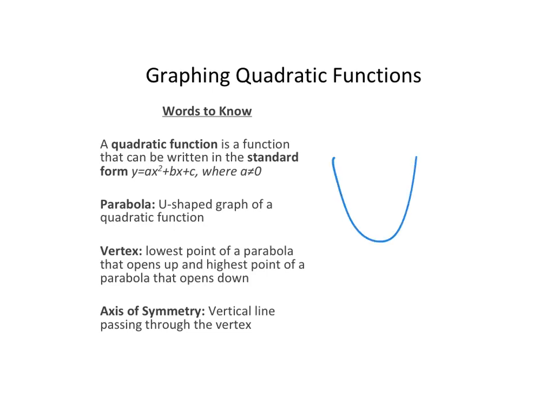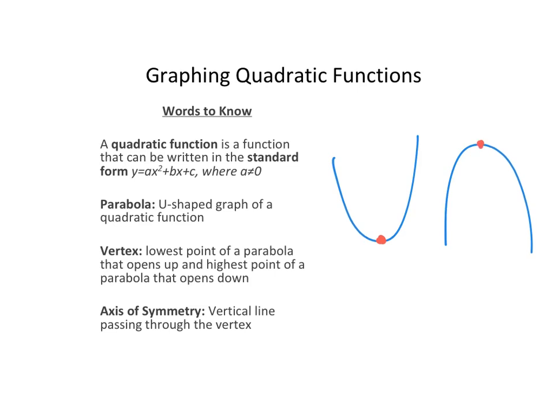So this can either open up, as shown, or down. So it's a u-shaped graph. The vertex is the lowest point of the parabola that opens up. So we're going to draw here. The parabola would be right here. On a parabola that opens down, it's the highest point. So it's right there in the middle.